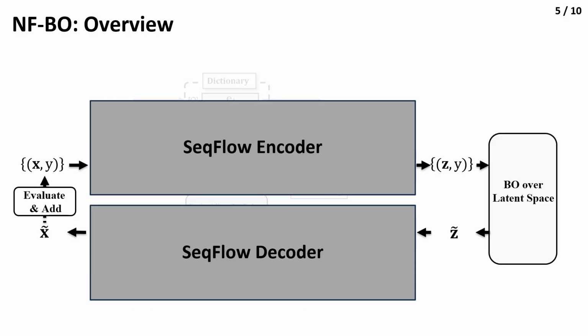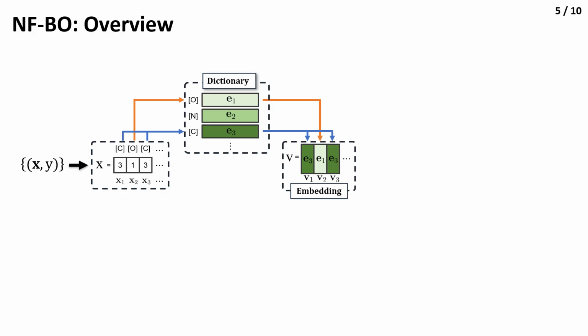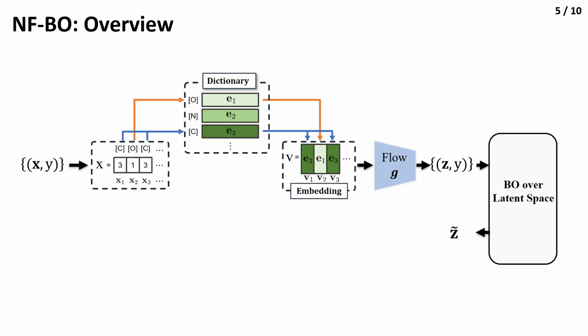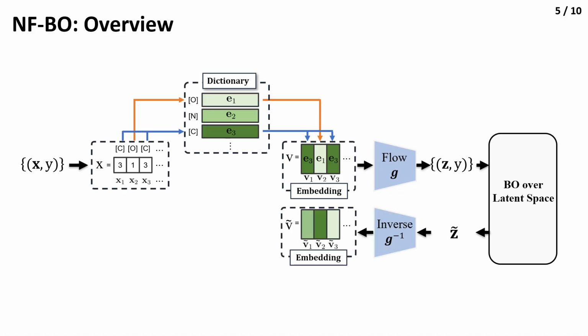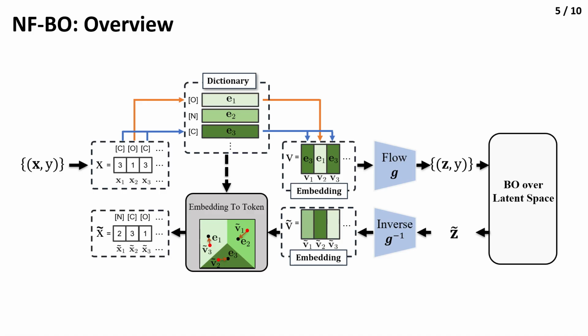Let's take an example to see how the encoder and decoder work in detail, and show the process involved. At first, the discrete sequence input X, like an atom sequence such as COC, is embedded into V through the dictionary. And we obtain the latent representation z through the flow G, and select the next query point z tilde, and apply the inverse flow to get the embedding. And we select the most similar embedding from the embedding set in the dictionary to transform the embedding to a discrete sequence. Finally, we evaluate the function and update the data.